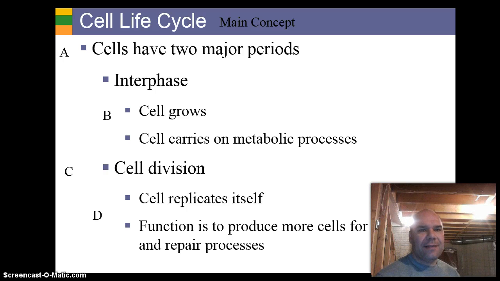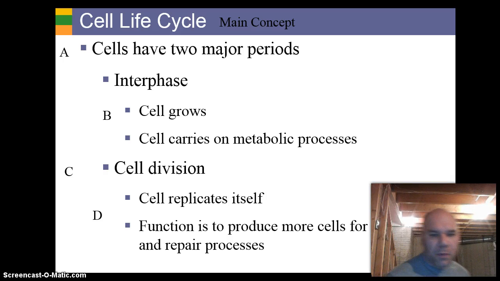For bubble A, we know that cells have two major periods, and these periods define the process through which the cell develops. So bubble A, cells have two major periods. Bubble B in our concept map, one of those periods is described as interphase, and this is an important component of the process of the cell growing. And when the cell grows, the cell carries on metabolic processes, so processes that provide the resources, the energy, allowing for the cell to grow. So bubble B, interphase, cell grows and cell carries on metabolic processes.